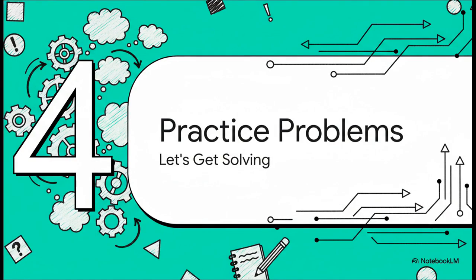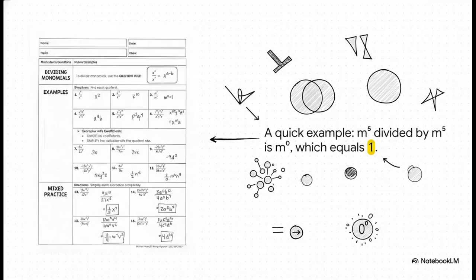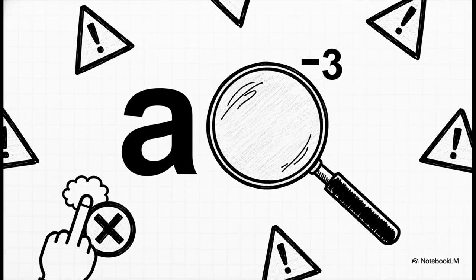All right, theory's over. We've talked about the what and the why. Now let's get our hands dirty and actually solve some of these. Here's a nice, clean example, just like the proof we just saw. When you see m to the 5th divided by m to the 5th, you just subtract those exponents. You get m to the 0. And what does that equal? 1. Boom, done.